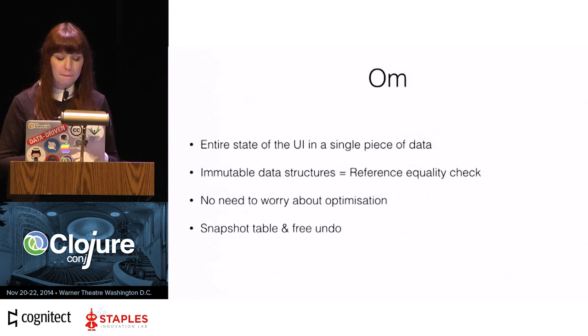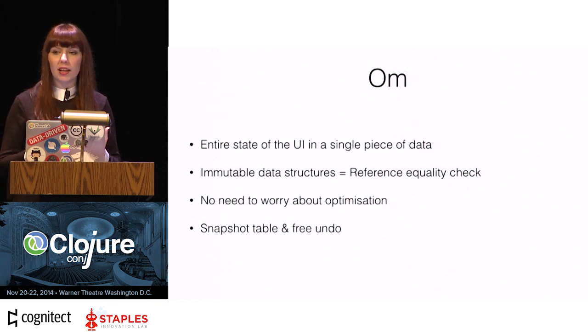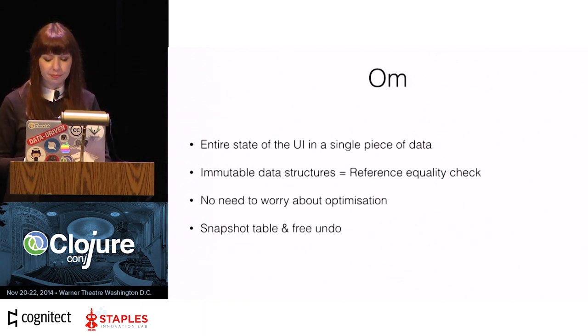The data structure used for storing the application state is a tree. And because we always have the entire state of the UI in a single piece of data, we can easily serialize that. So we can snapshot the state in memory and reinstate it wherever we want. So we get undo for free. And this is actually memory efficient because the data structures share structure.